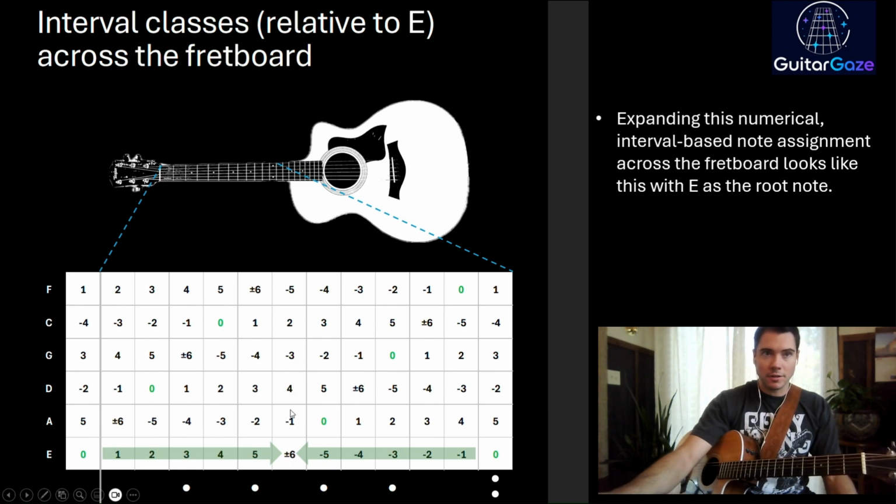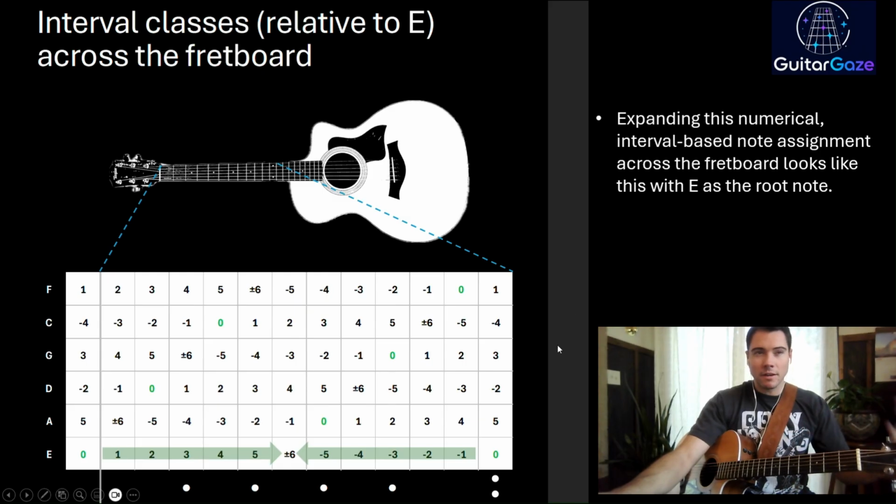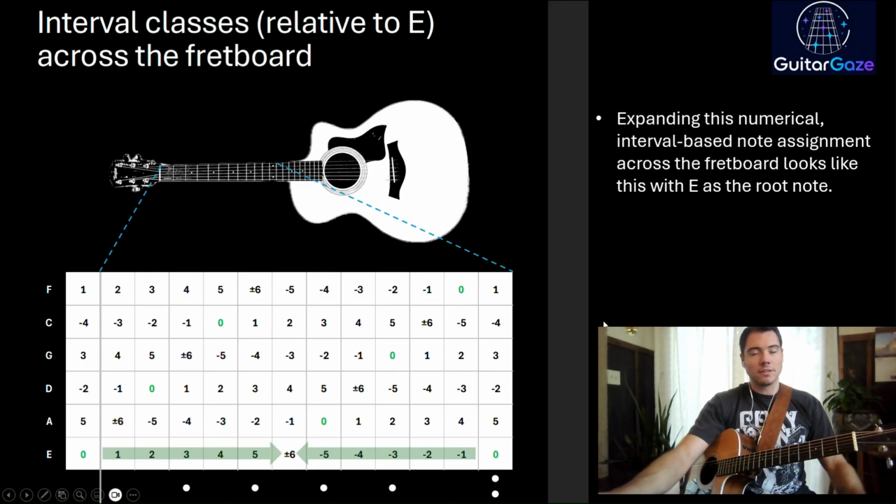So for example, I'll just pick 4. You've got minus 3 above it and 5 to the right of it. So let's pick a different 4. You have minus 3 above it and 5 to the right of it. Everything repeats itself, and there are these recurring patterns.